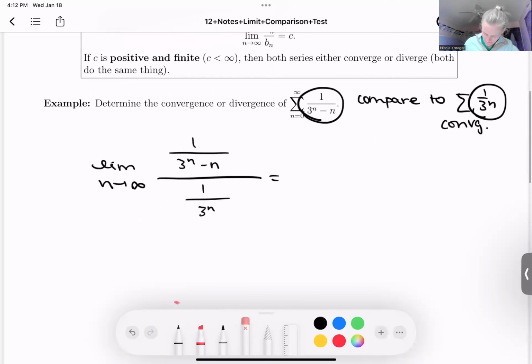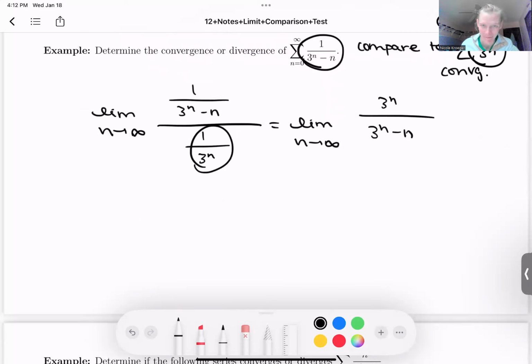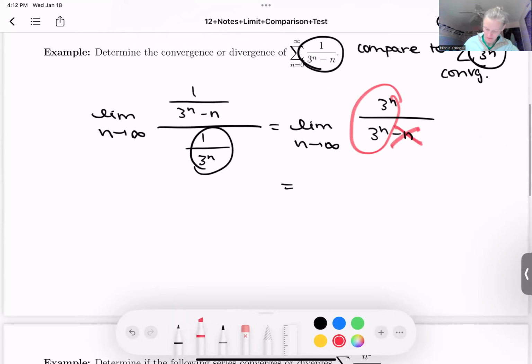So we can flip this bottom fraction and multiply by it. When we do that, we'll get 3 to the n over 3 to the n minus n. And now we need to figure out what happens with this limit. 3 to the n is going to be much bigger than n, so these things are going to control what happens here, and this will not be contributing nearly as much. So that's going to just be 1.